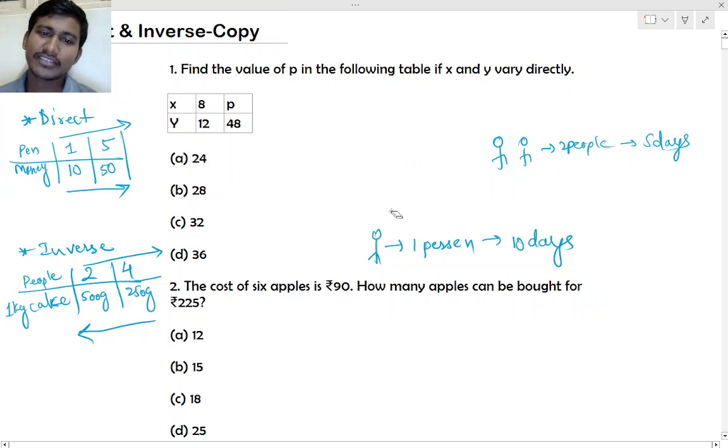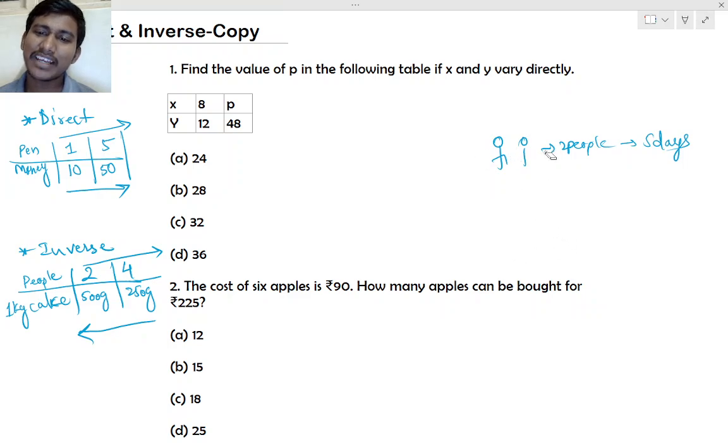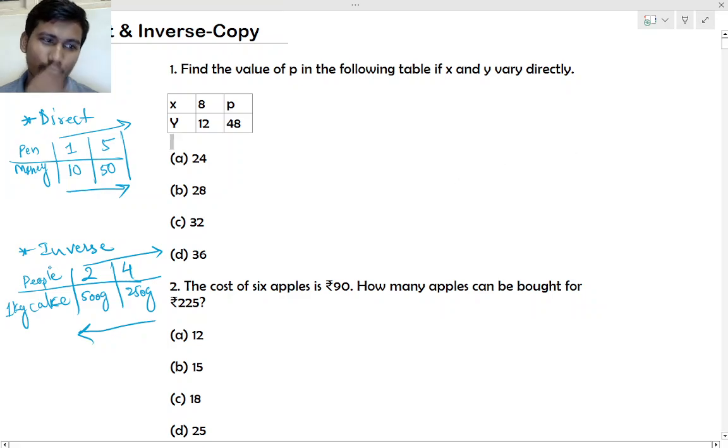So with that we will see. In the inverse, if you multiply, the work will be the same. We have to multiply in inverse. So 2 into 500 is 1000 gram, that is 1 kg. 4 into 250 is how much? 1000 gram. You have to multiply it here.